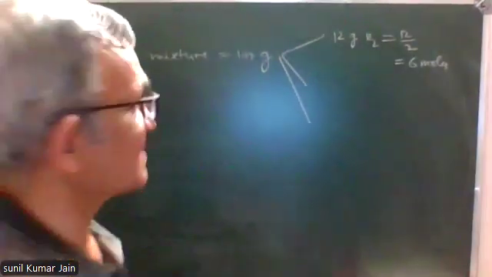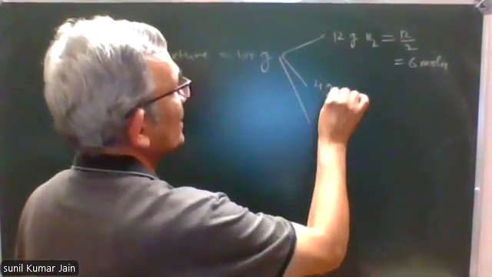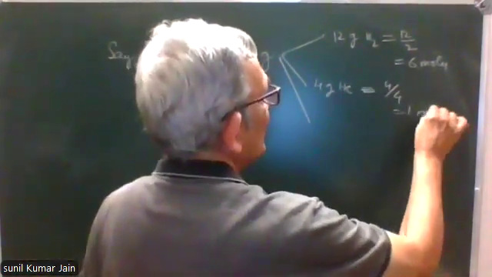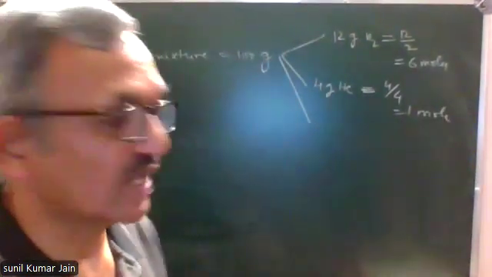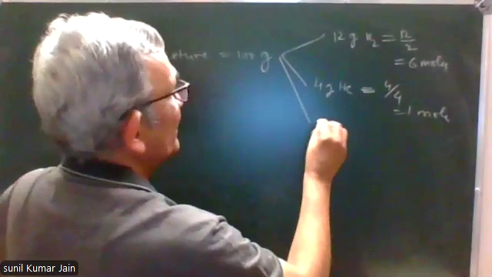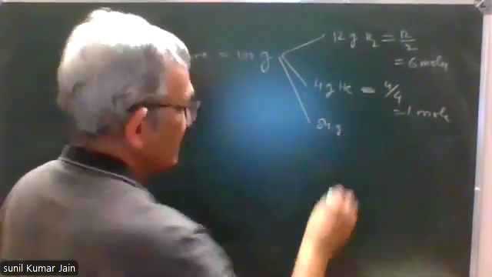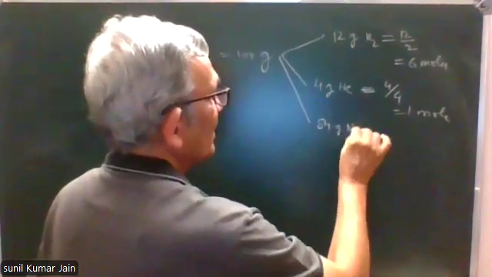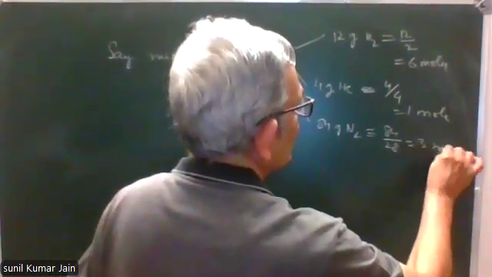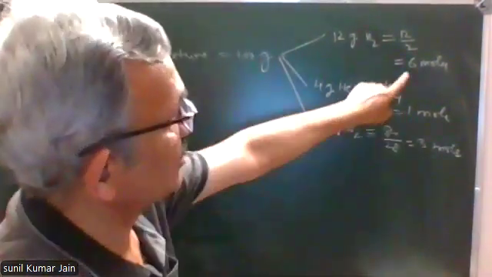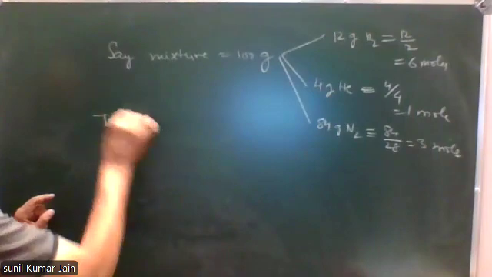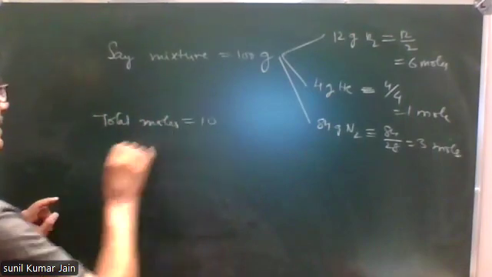Then it contains 4% helium. Out of 100, it contains 4 grams helium. And 4 grams of helium will be 4 divided by atomic weight 4. It is 1 mole of helium. Rest, 100 minus 12 minus 4, 84 grams is nitrogen, and this will be 84 divided by molecular weight 28. This will be 3 moles. So there are total 6 plus 1 plus 3, 10 moles. Total moles 10.